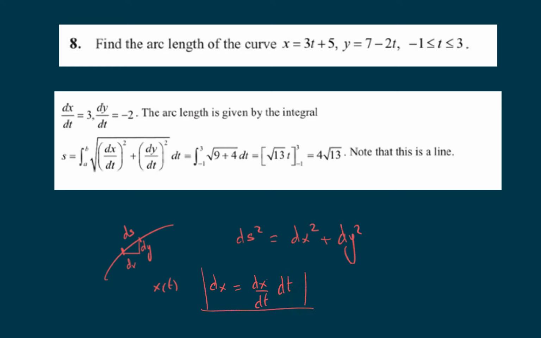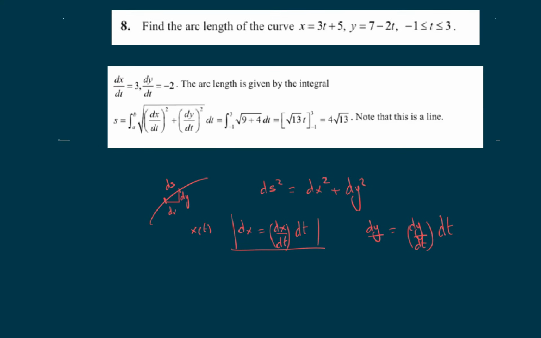So this is dx. When you change t here, dt, you will find a dx. So dx is this thing, and dy is the same thing. It depends on t, dy/dt by dt. So let's go to plug in this equation. ds is the square root of dx squared plus dy squared.